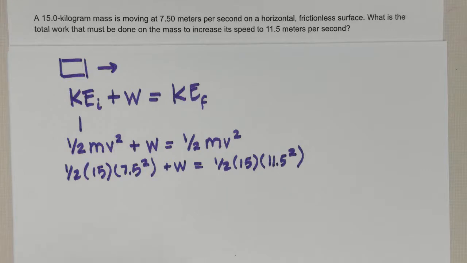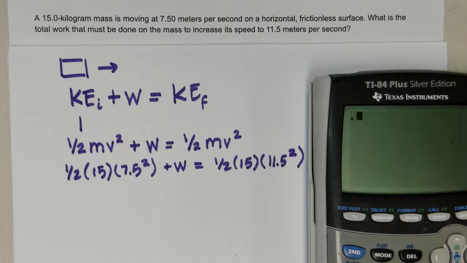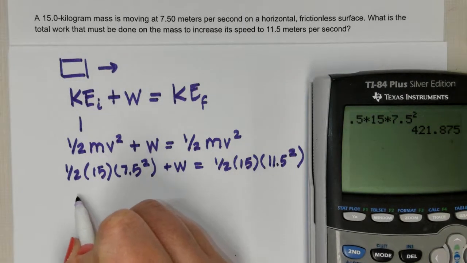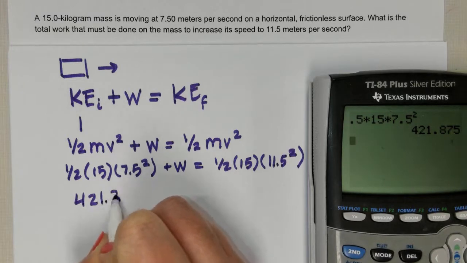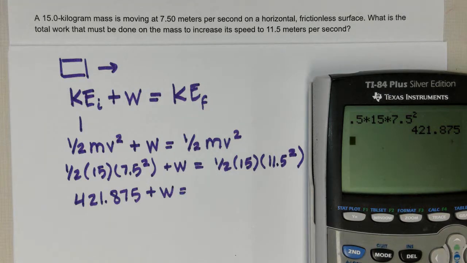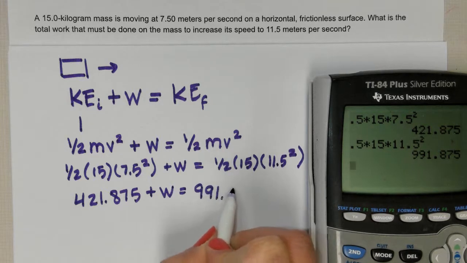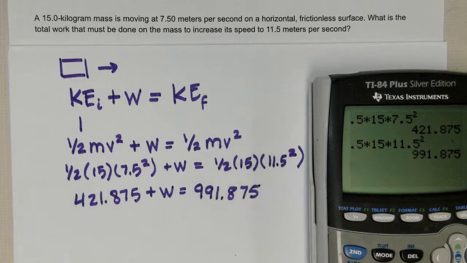So if we want to solve this, we're going to go ahead and pull out our calculator. And we can type in what we have here. So half of 15 times 7.5 squared. This represents our initial kinetic energy of 421.875 joules. And again, we're going to add some work to that to get us a final KE. And again, we're going to multiply the same way, except this time we're going to use 11.5. And it'll give us a final kinetic energy of 991.875 joules.